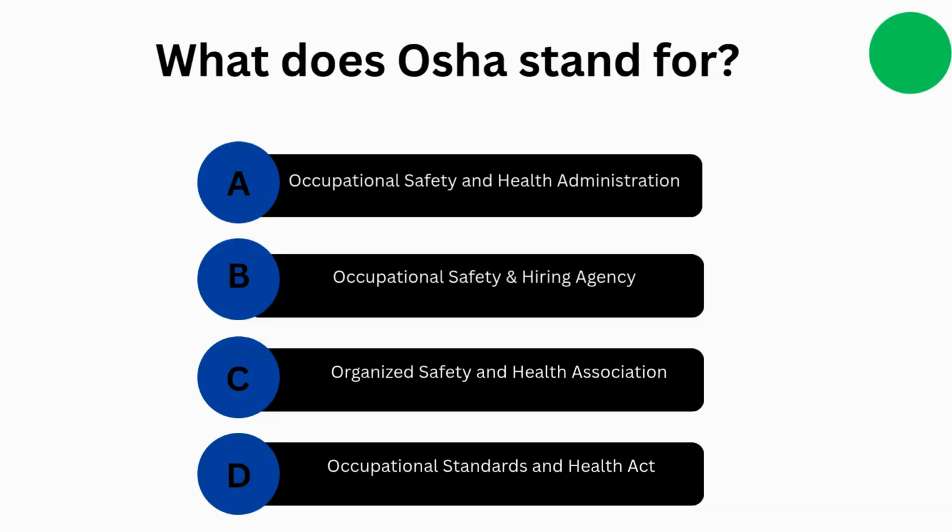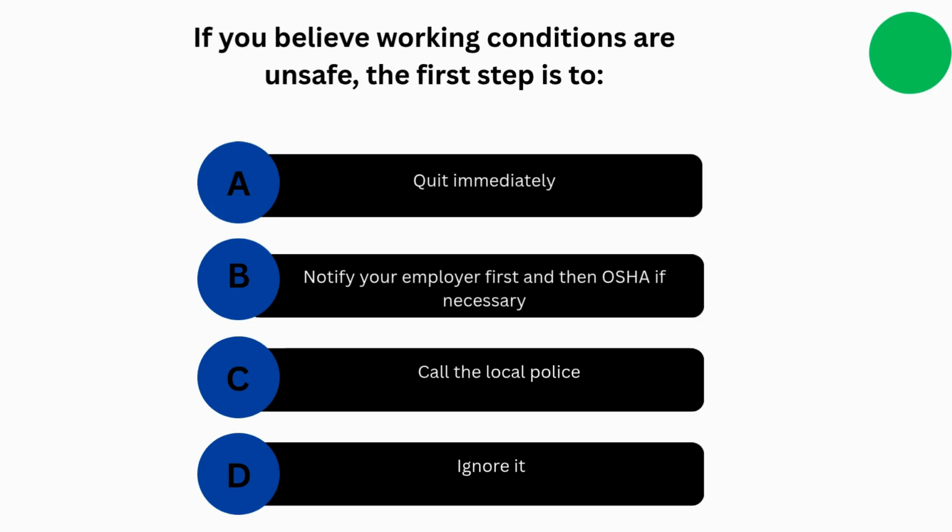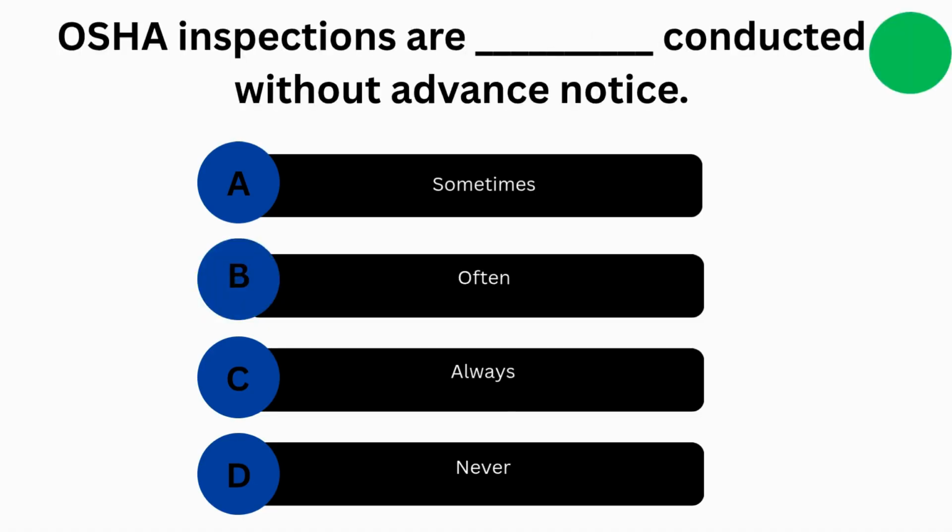What does OSHA stand for? Occupational Safety and Health Administration. If you believe working conditions are unsafe, the first step is to notify your employer first and then OSHA if necessary. OSHA inspections are blank, conducted without advance notice. Always.